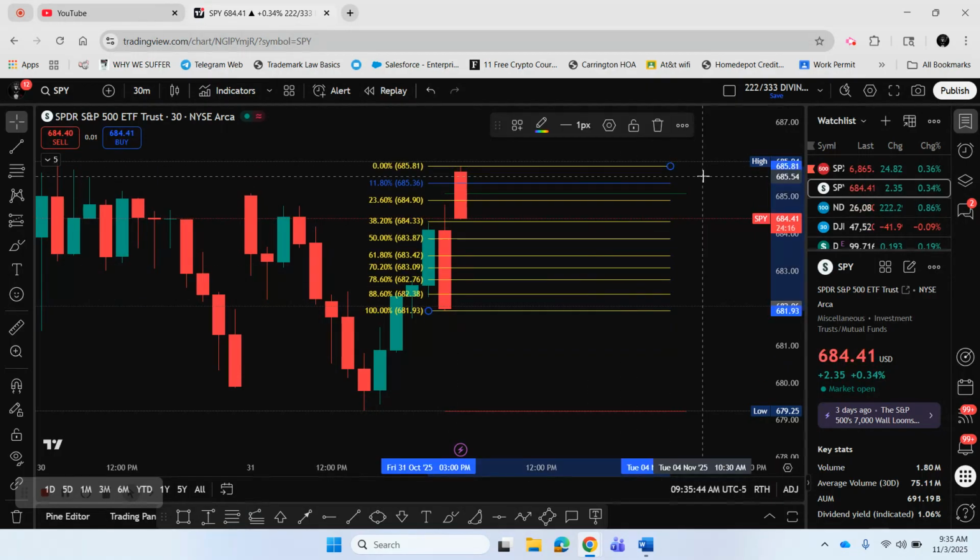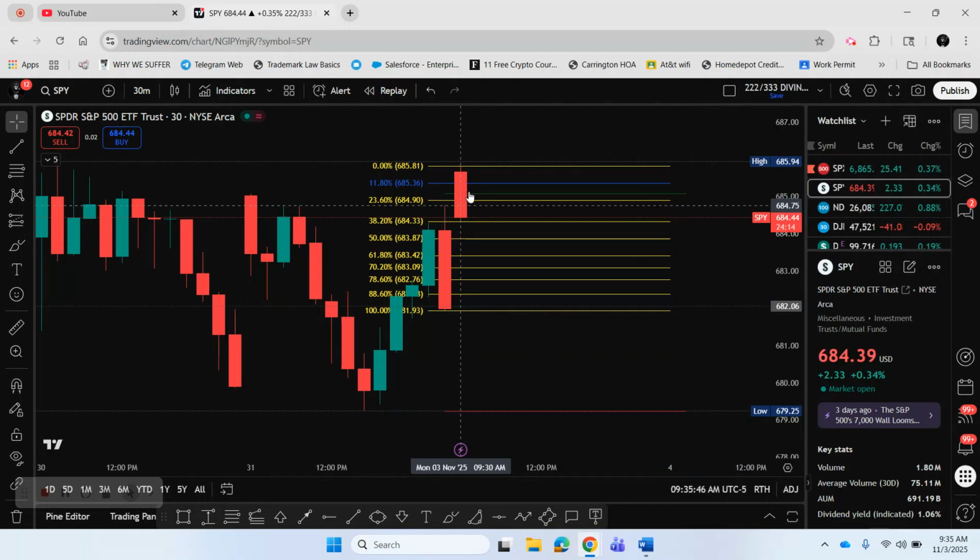All right, we got our levels that have been broken. We really want to take this down to the 60%. So we're looking at a 683.42. We could be a little bit more aggressive, taking this trade down. All right. So we're looking for this target right here.